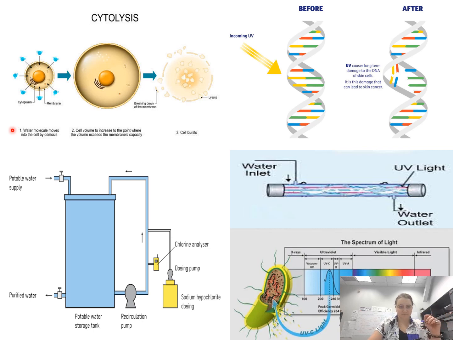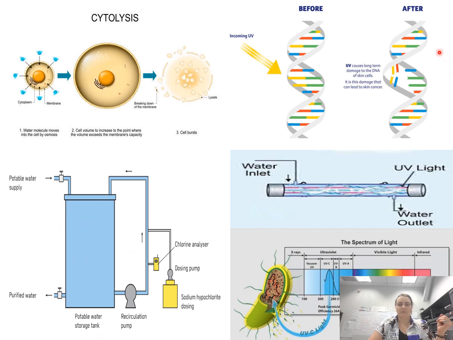And then down on the bottom is an example of a very, very simple chlorine system where you have an analyzer, a dosing pump, some sort of chemical, a pump, and then a potable water storage tank. So you have contact time.